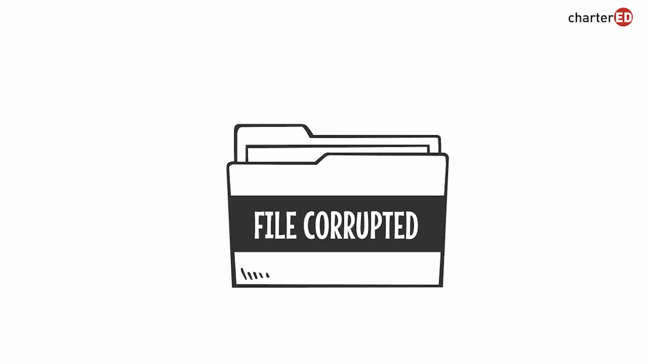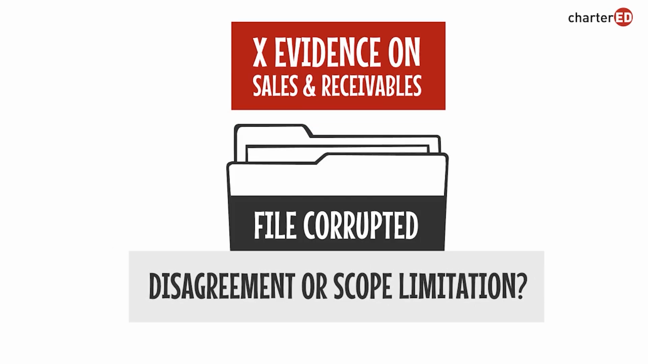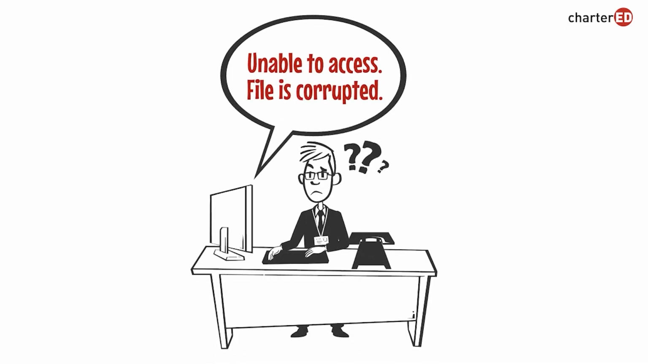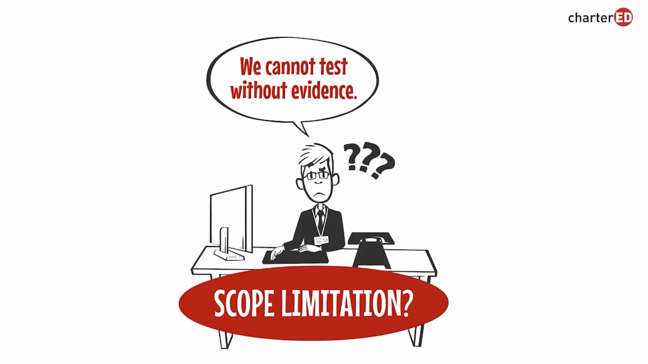Okay, so let's see. What is the issue we have here? Well, the sales ledger has been corrupted. This means there is no evidence of Daisy Co.'s revenue and receivables. So, would this make it a disagreement or a scope limitation? Well, as the auditor cannot collect evidence to perform testing, this issue is a scope limitation due to insufficient evidence.